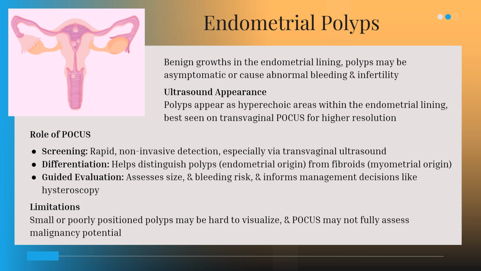Endometrial polyps, they're benign growths in the endometrial lining. Many people don't have symptoms, but they can cause abnormal bleeding and infertility issues. And how it looks on an ultrasound, they're going to appear as hyperechoic areas within the endometrial lining, best seen when you do a transvaginal ultrasound, which is most of the gynecological conditions. The whole point of a point-of-care ultrasound is you can get rapid decision making, help get some answers, help give some direction to the next person that's going to be managing that condition.